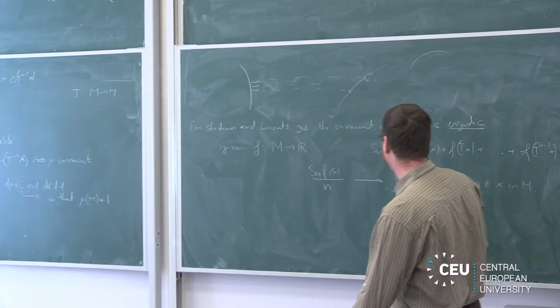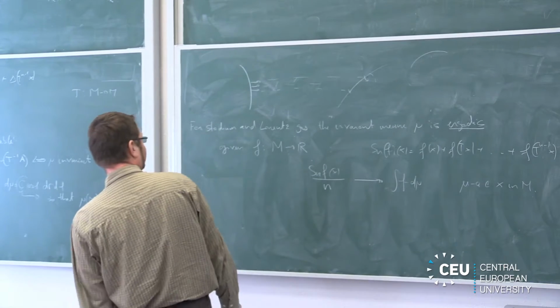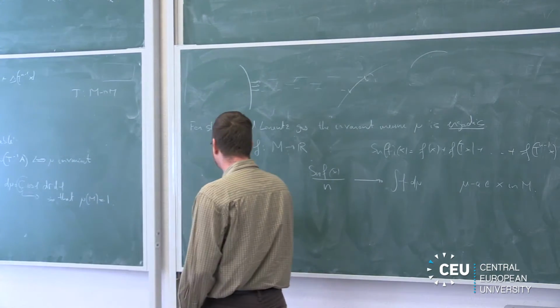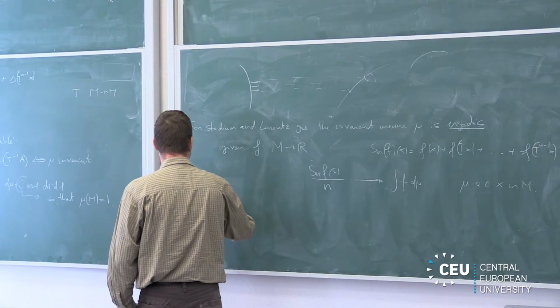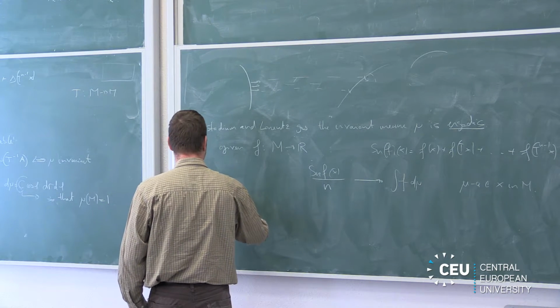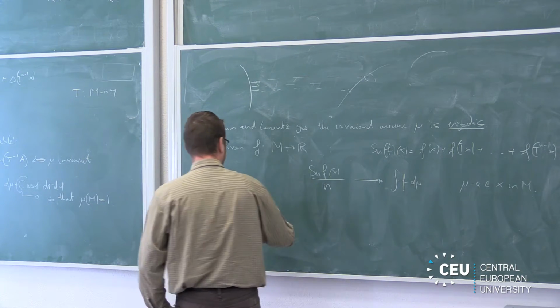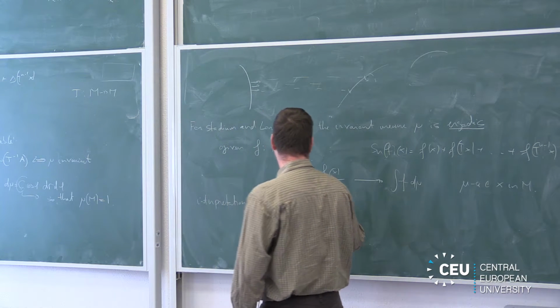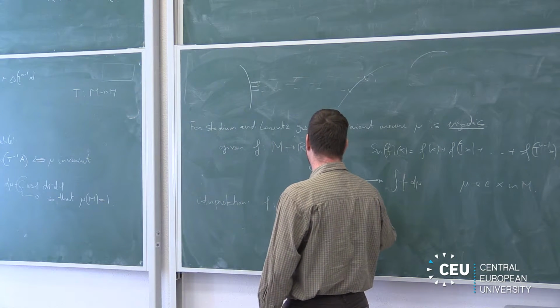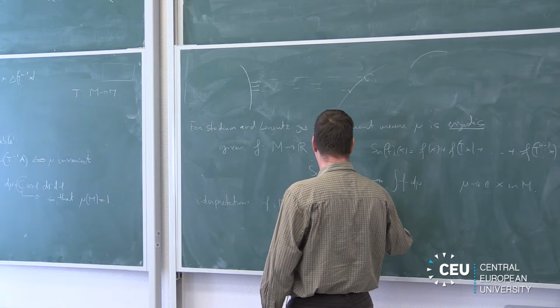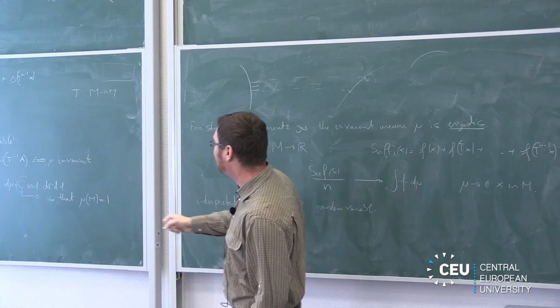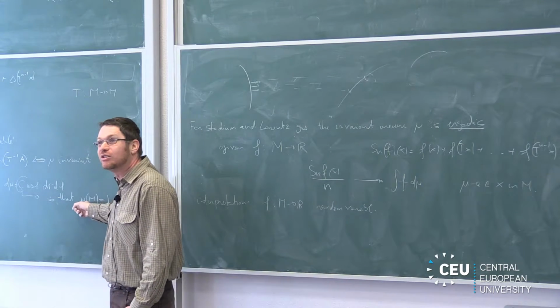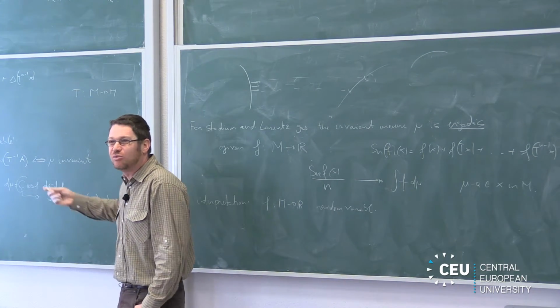So what does that mean? Just think about it for a while. So, the interpretation of this is a random variable. Why? Well, this is a function on a probability space that's integrable, right? This is a random variable.